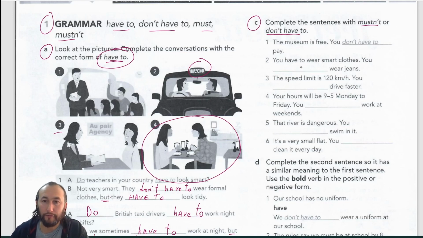Number two, you have to wear smart clothes. You wear jeans. So if you have to wear smart clothes, then you mustn't wear jeans, guys. Number three, the speed limit is 120 kilometers per hour. You drive faster. There's a speed limit, so you mustn't drive more than that.